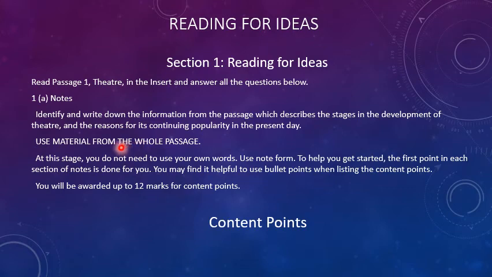This is a very important instruction because sometimes the examiner restricts us to certain paragraphs for finding the content points. But here we have to read the whole passage. So before reading the passage, it is compulsory and always advisable to read this part of the question so that we can see where we have to focus. So we have seen that we have to look at the whole passage for finding content points, and we have to find 6 content points for the stages in the development of theatre, and another 6 points for the reasons for its continuing popularity in the present day. So let's have a look.